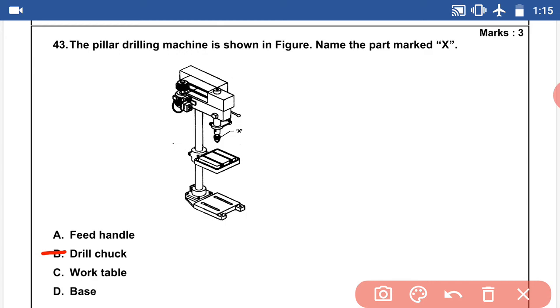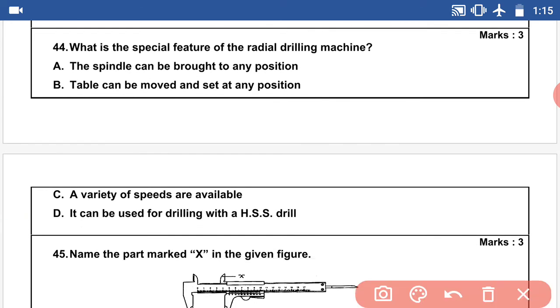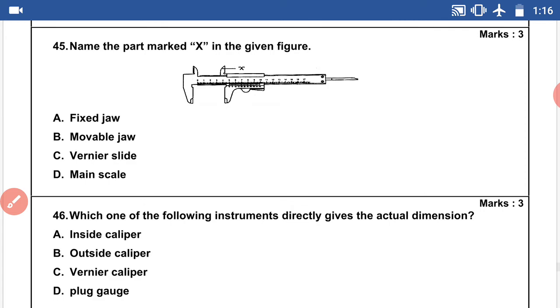Question number 44. What is the special feature of the radial drilling machine? The radial drilling machine's special feature is that the spindle can be brought to any position. Option A is the correct answer. Question number 45. Name the part marked X in the given figure. In the vernier caliper, the X mark is the movable jaw. Option B is the correct answer.